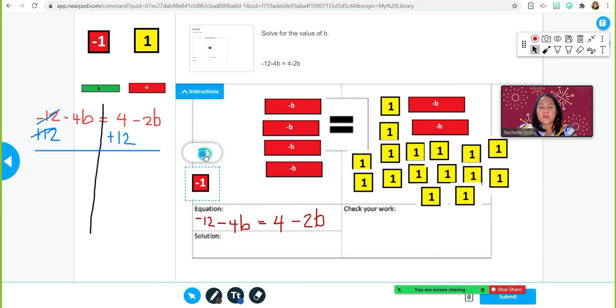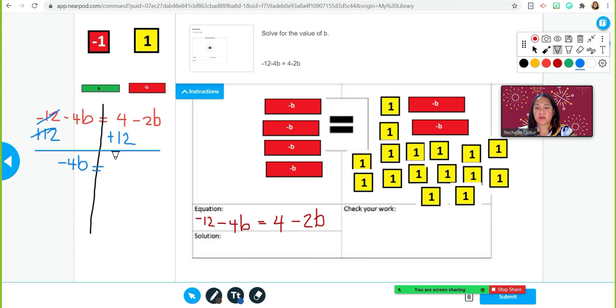So that's now what represents that. This now becomes negative 4b, right? And here, 4 plus 12 is equal to 16, right? Minus 2b. Okay, what's the next step we need to do? We need to isolate the variable by doing a zero pair on the other side to move everything to the left side, okay?